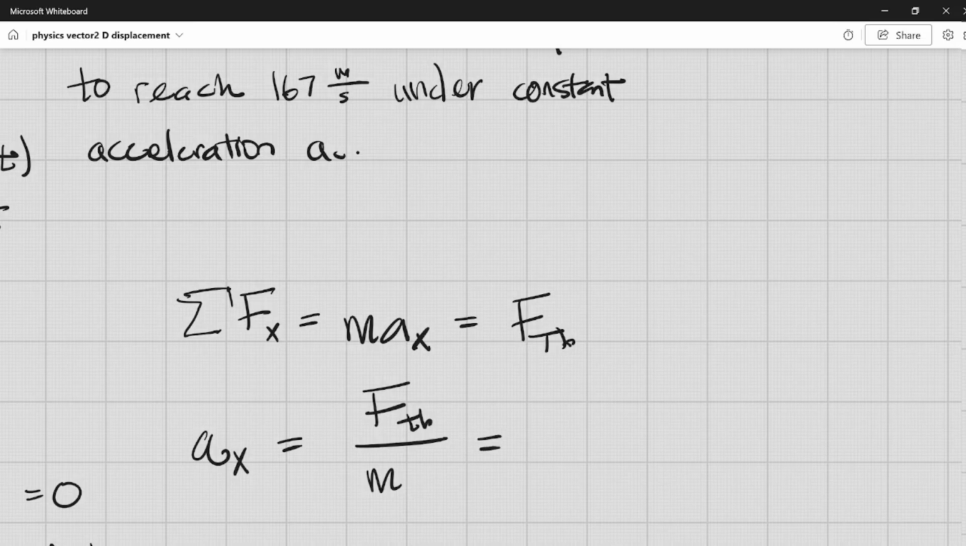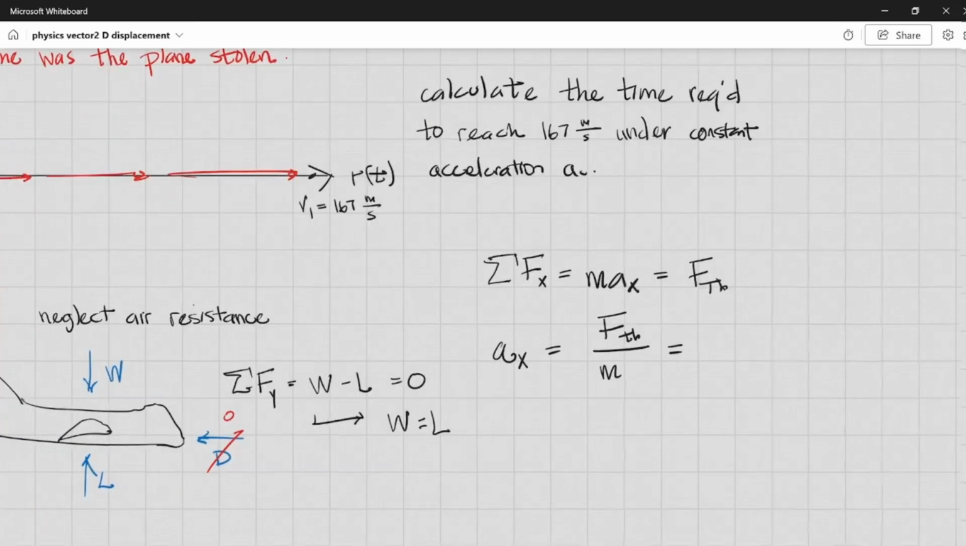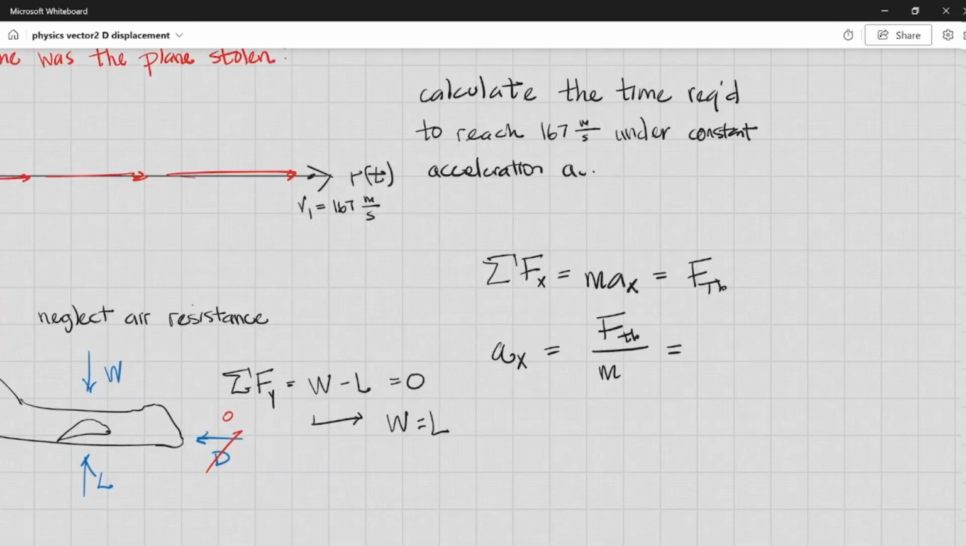And this makes sense. The acceleration that the object has is just a ratio of the amount of force per mass that is exerted on the object. That will determine how fast an object accelerates, and we see this in everyday life all the time.